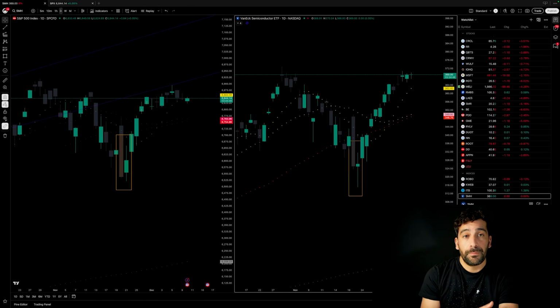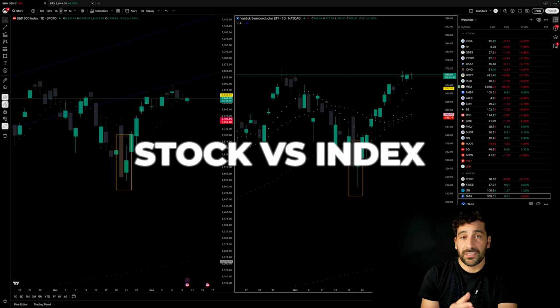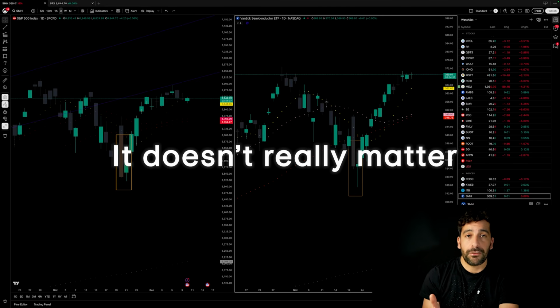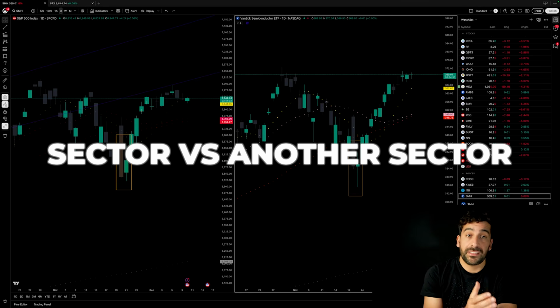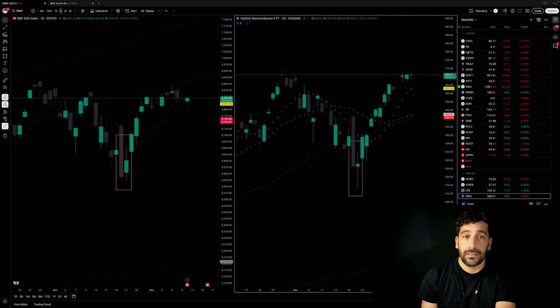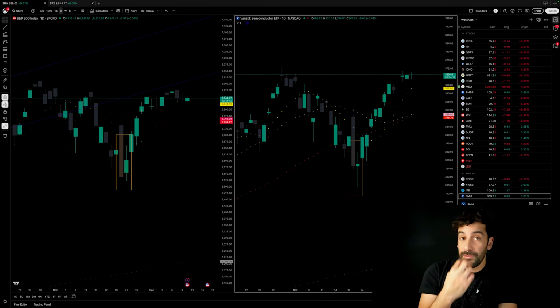So you can compare different things. You can compare a stock to an index or an ETF, and it doesn't really matter. You can compare a sector versus another sector. We'll get into a few examples, but it's a really good way to assess it, not only on the daily time frame, which is what we're going to talk about here. It's something that you can leverage as a day trader as well. So let me give you a few examples.